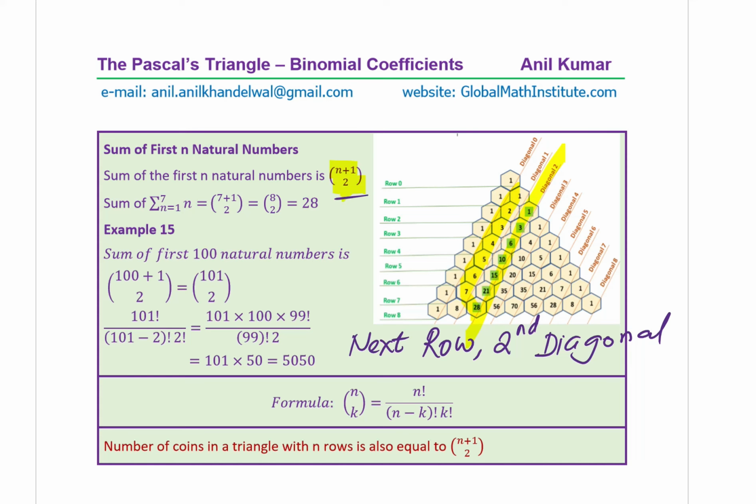So we have this formula, n plus 1 choose 2, as the answer. You can use this to find the sum of, let's say, 100 natural numbers, which will be 100 plus 1, which is 101, choose 2. And using the formula, which is right there for calculating the coefficients, you can actually get the answer, right?